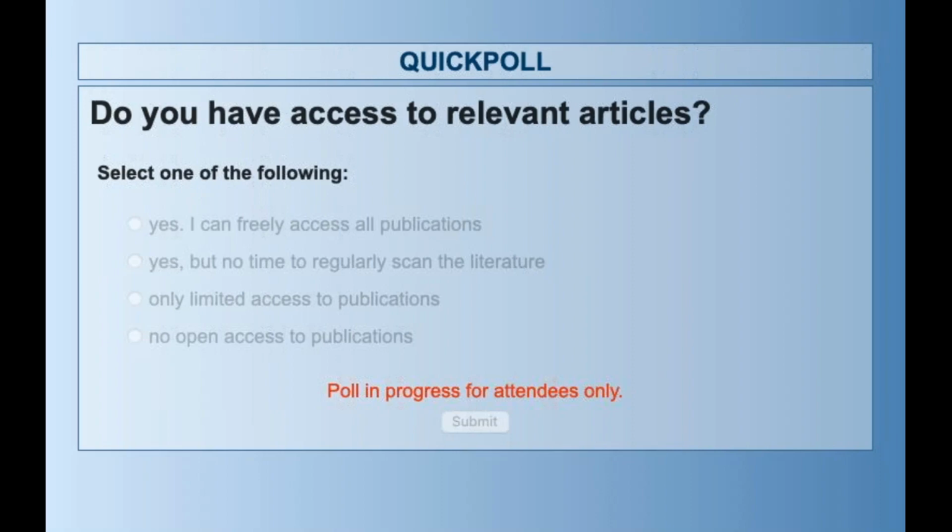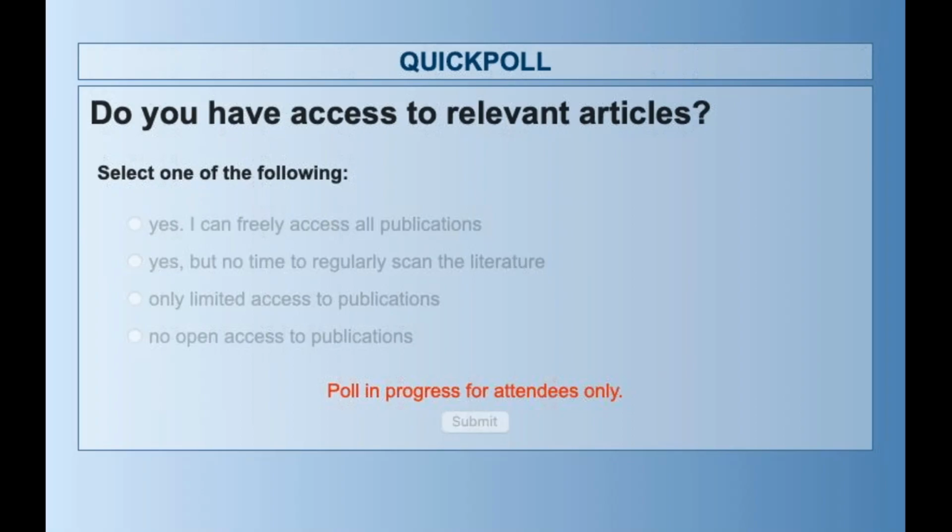A, yes, I can freely access all publications. B, in principle, yes, but I have no time to regularly scan the literature. C, only limited access to publications. And D, that's a mistake here on my slide, D, I have no open access to publications. So more than 75% voted already.